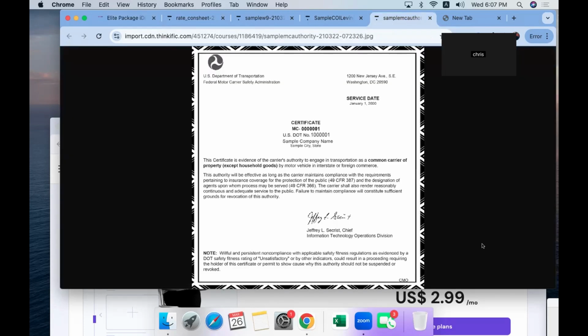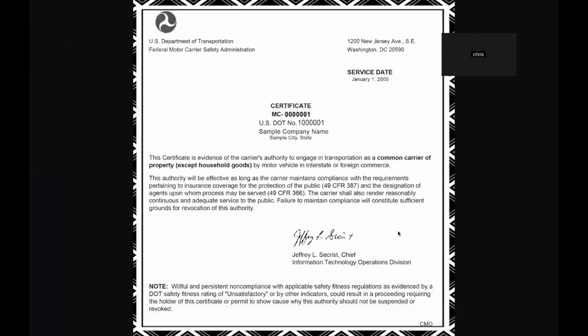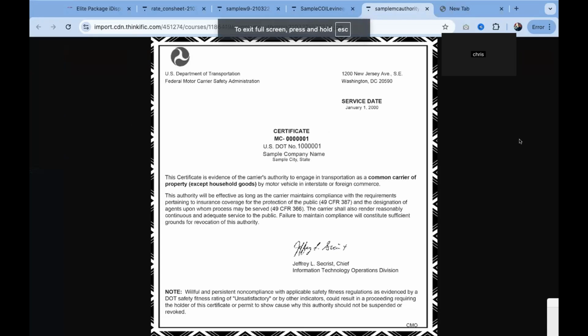All right. So here we go. This is what an MC authority looks like. Now you see on there, there's an MC number. There are two different, separate MC numbers. You have an MC number for the broker, and then you have an MC number for the carrier. I'm going to teach you guys that later on as well.